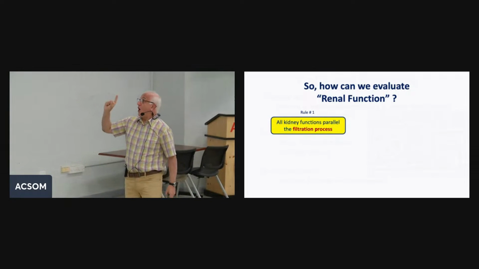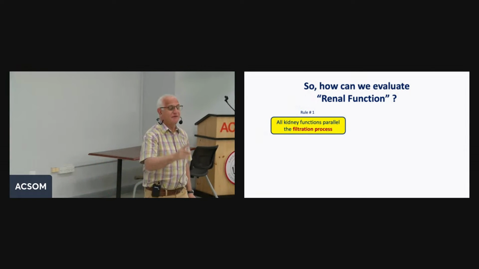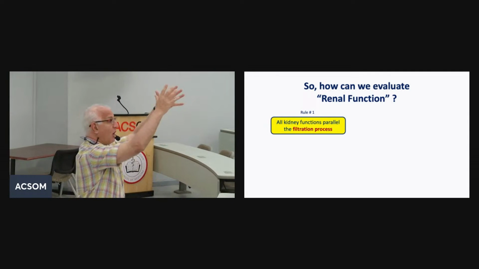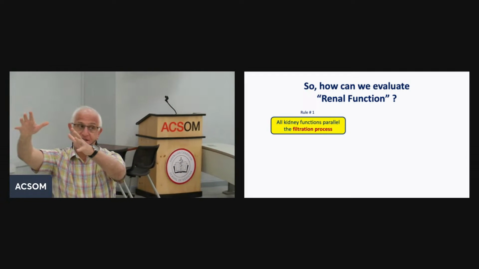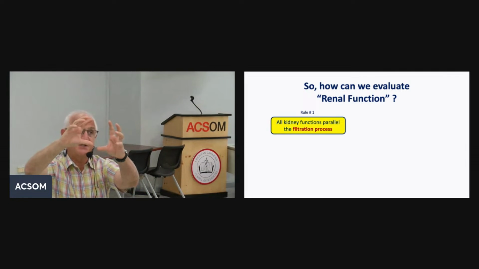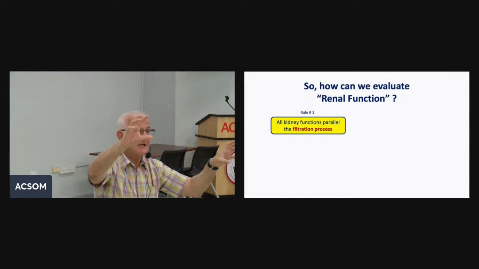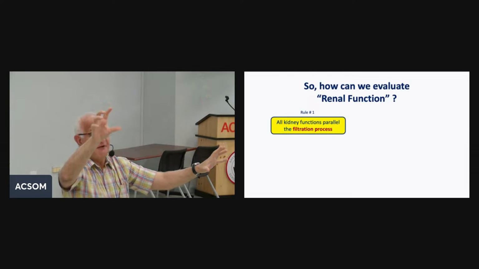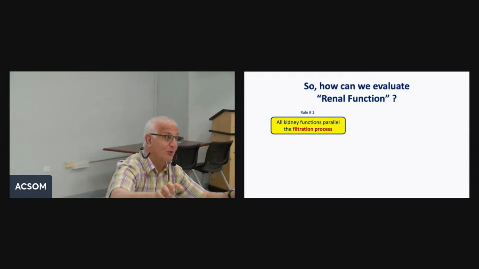Okay. How can we evaluate renal function? Rule number one: all kidney functions parallel the filtration. What am I saying here? I say, hey, this is the list of the functions that the kidney has. Pick the filtration part. All others parallel this. If it is great, these are great. If this is going down, the other ones are going down.